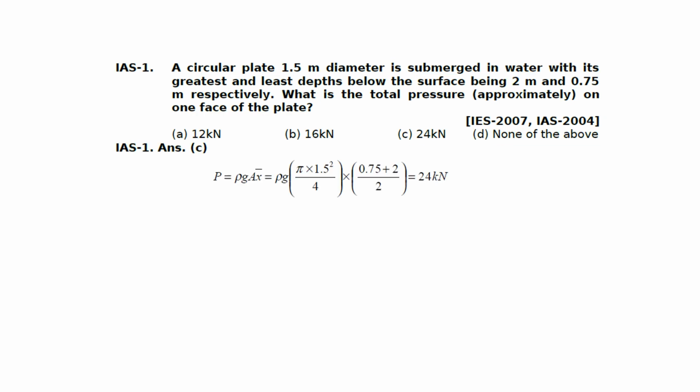Let's see. Total pressure is the hydrostatic force, so it is rho g A x bar. A is pi by 4 d square, where d is 1.5. This is the area, and the greatest and least depth is given, so x bar is h1 plus h2 by 2. We have seen many questions in the previous video, so please refer to those videos to know how this is coming. If you simplify this, you'll get 24 kilonewton. So the answer is C.